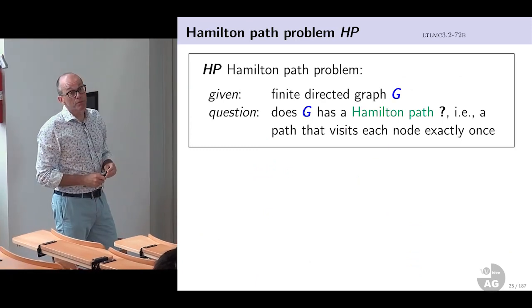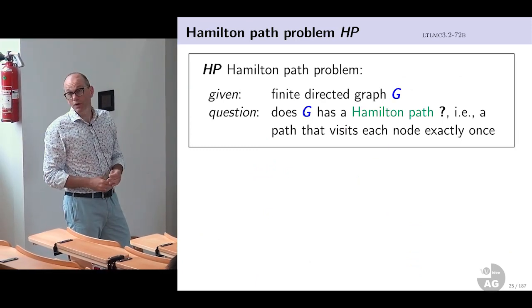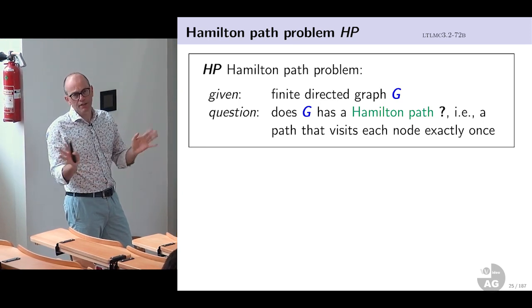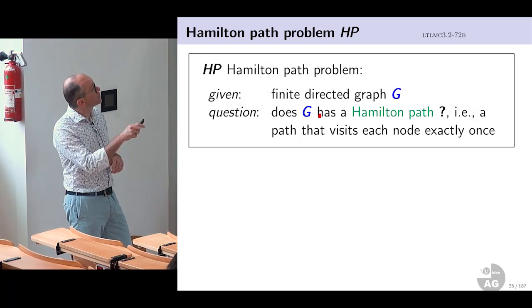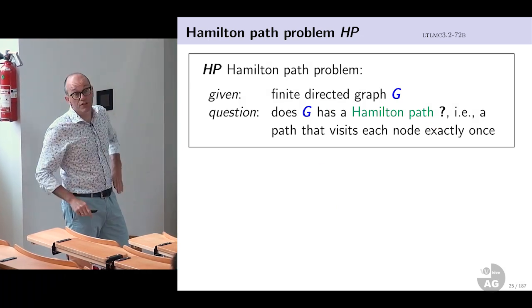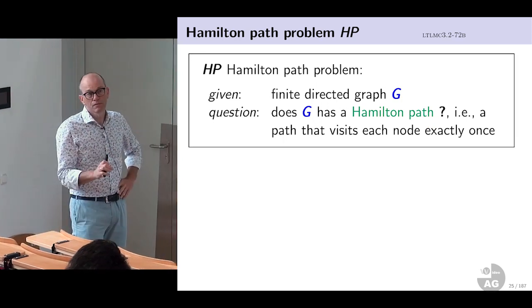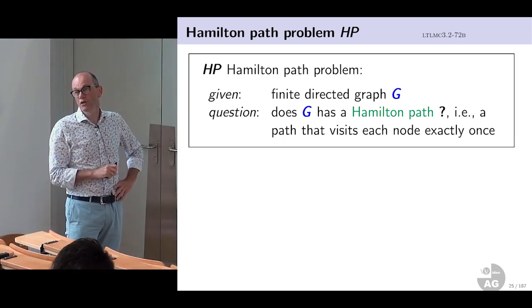Let's first look at the Hamilton path problem. So what's the Hamilton path problem? You have a finite directed graph, not necessarily acyclic, it can have cycles. And does G have a Hamilton path? That is, does there exist a path that visits every node exactly once? So you're not allowed to visit a node twice.